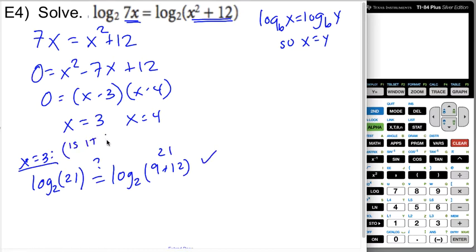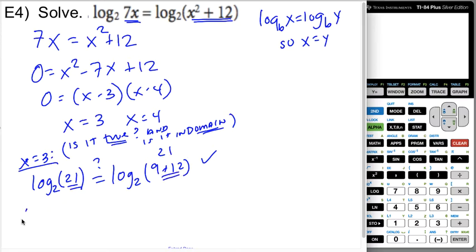Okay, so I'm checking for two things. Is it true, right? And is it in the domain? Because that's the other issue, right? I can't have a negative inside a log. This is a positive 21. This is a positive 21. I'm all good. So that one works.